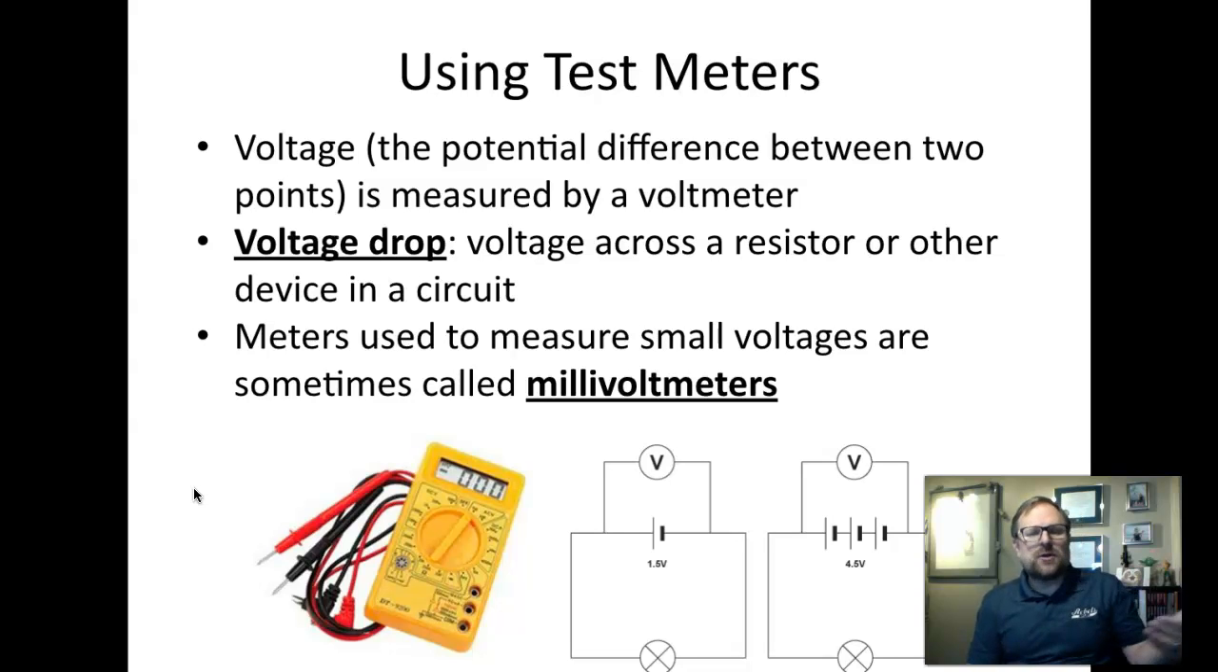Okay, the voltage drop across a resistor or other device in a circuit is what a voltage drop is, and meters are used to measure small amounts of voltages as well, and we would call those meters micro or millivolt meters that are measuring the tiny amounts of drops in voltage. We don't tend to use those around our houses too terribly often.